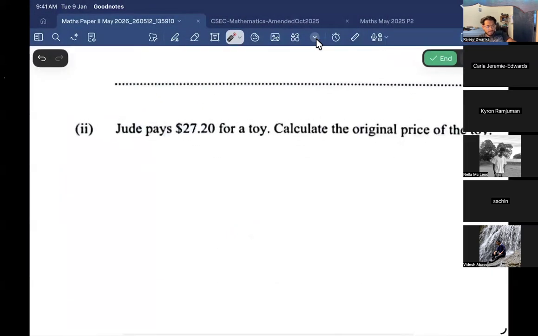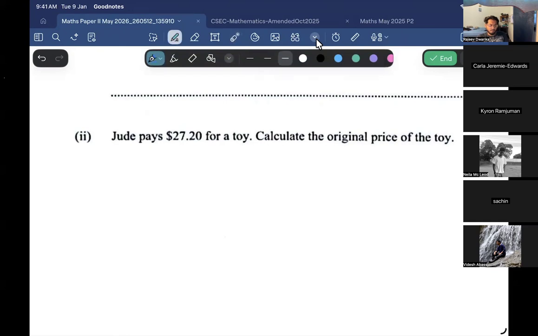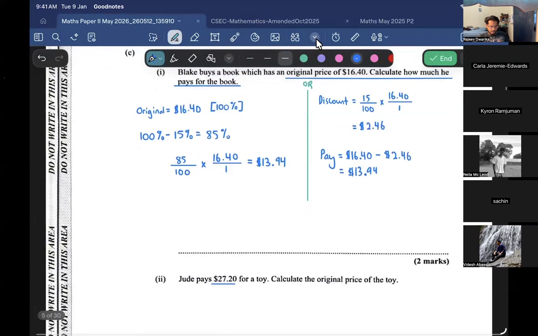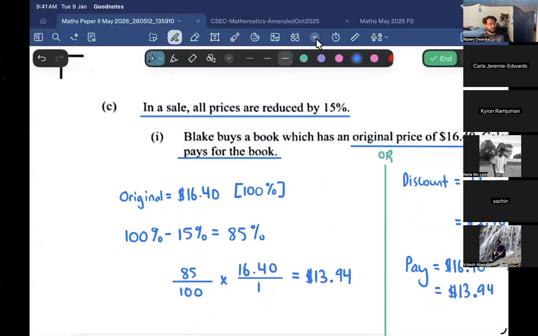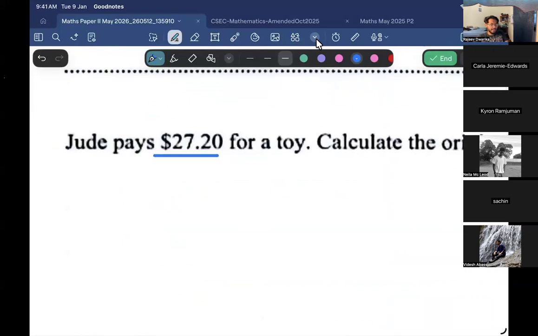All right, so let's continue. Kyron, help me with this question. Give it a read. Jude pays $27.20 for a toy. Calculate the original price of the toy. So, Kyron, is the amount he pays for the toy the original amount? No, that is from the 15% price reduced. Correct. They're saying at the start, all prices are reduced by 15%. So this $27.20 the boy is paying for the toy, that's actually what percentage?